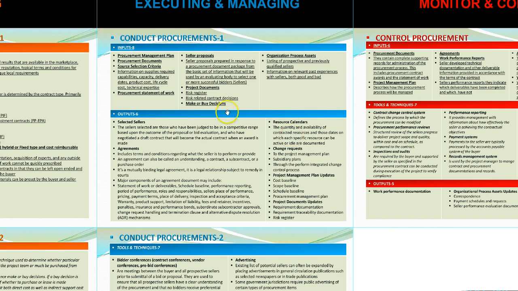Then the next one is conduct procurement. Now this procurement is a process. How do we conduct it? We have to select the sellers, we have to make agreements, and put everything in the agreement, which is pretty much the same as a contract, and what is going to be done for that particular procurement or job. So that all goes in conduct procurements.